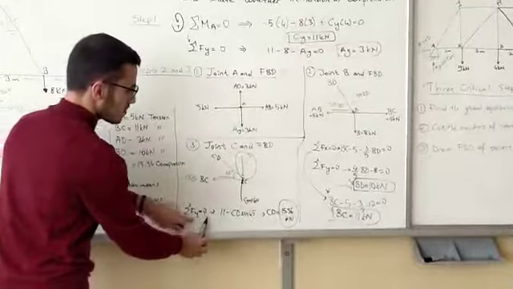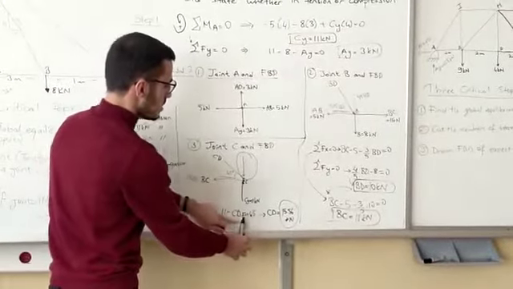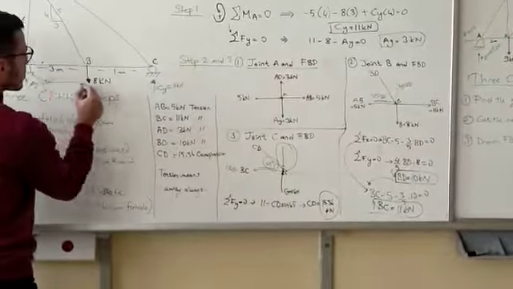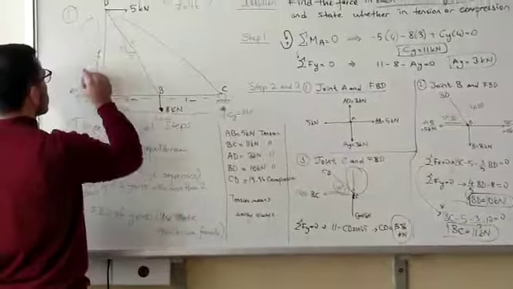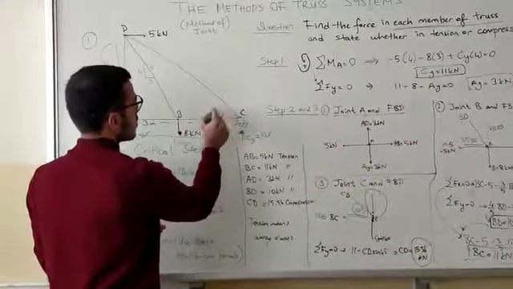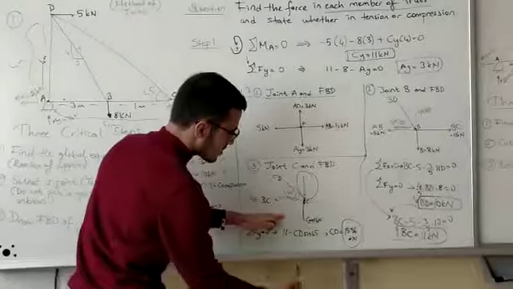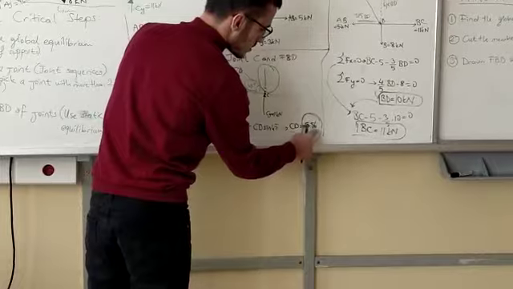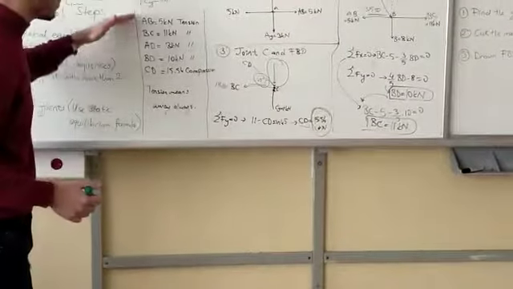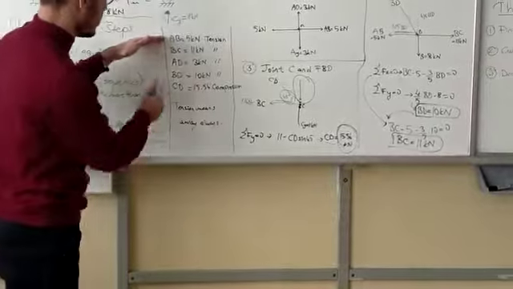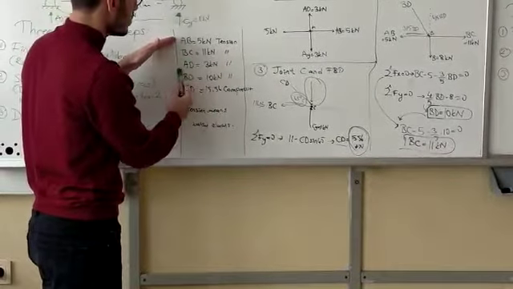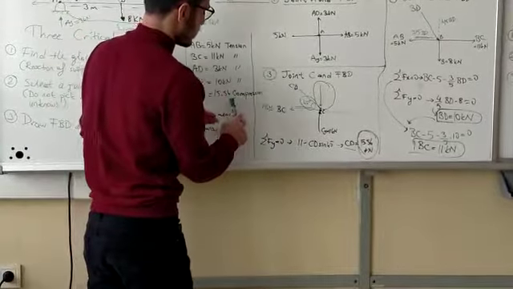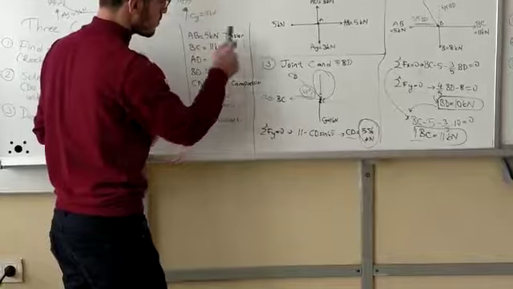According to total Fy must be equal to 0, 11 minus CD multiplied by sine 45, because here the total distance is 4 and here the total distance is 4. It must be 45 degrees, and CD equals 15.56 kilonewton. And we can write all of the things here: AB 5, BC 11, AD 3, BD 10, CD 15.56. All forces are tension.